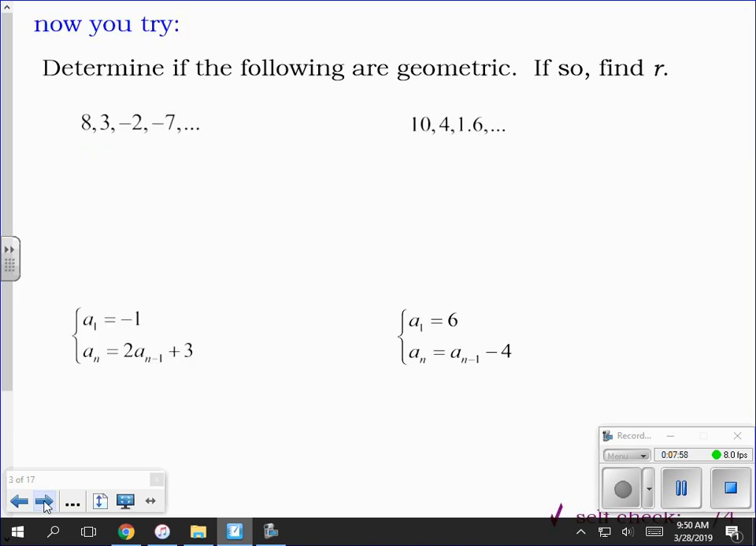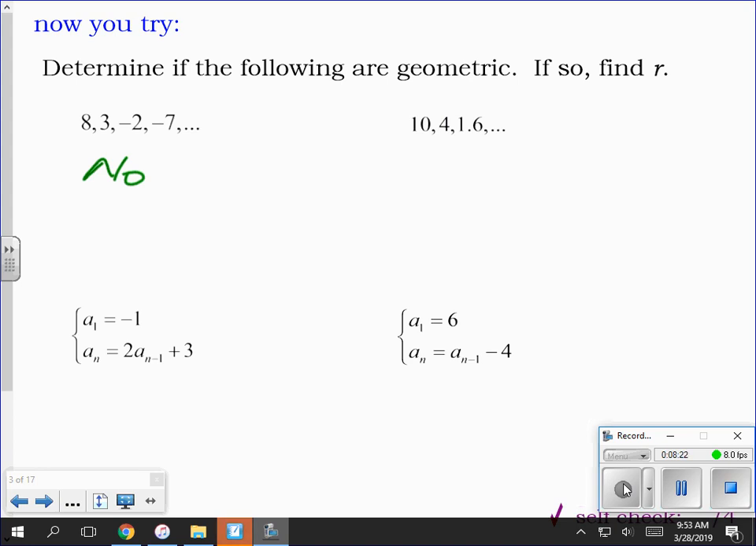Your turn to do those. All right, so let's do this. So the first one, is this geometric? No, it's actually arithmetic, but it just says geometric, yes or no, and this one is a no. We're actually subtracting 5 each time. We're not multiplying by the same one each time.